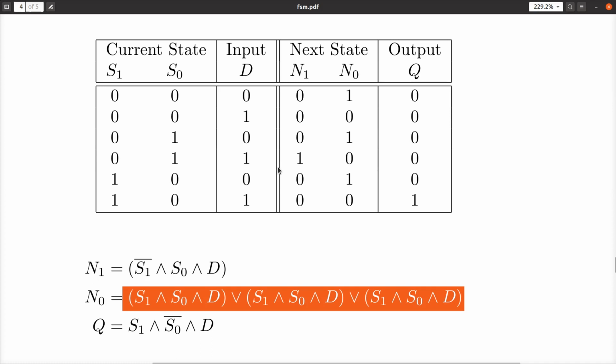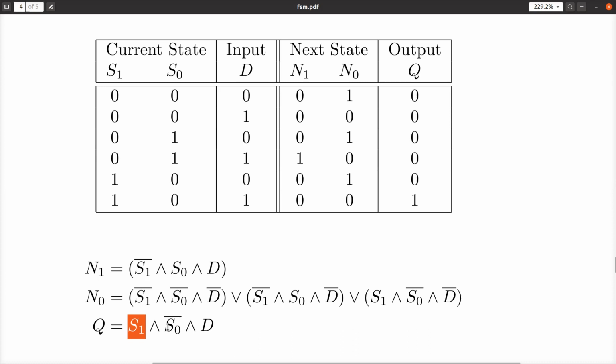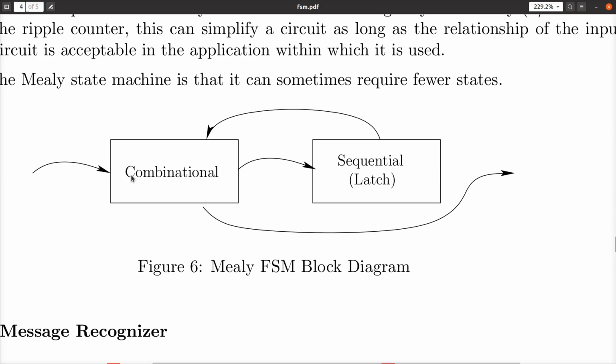Now my Q is a little more complicated. Q is S1 ANDed with S0 bar ANDed with D because this is 1, 0, 1. It has to match this situation over here. Okay? But as we'll see, since this combinational circuit is used to calculate the next state and the output, if we play our game with our decoder over here, we can use the decoder to do everything. All right? And then we just need a decoder and some OR gates, and we'll be done.